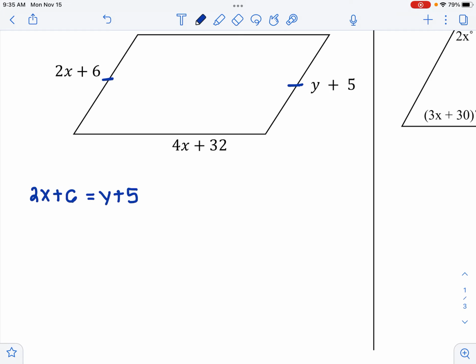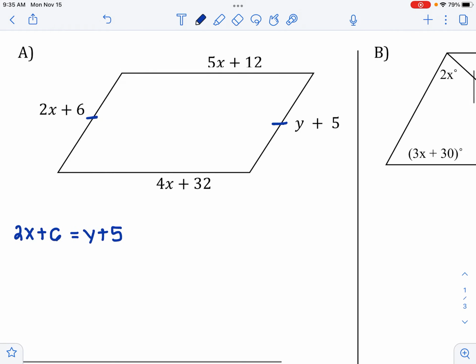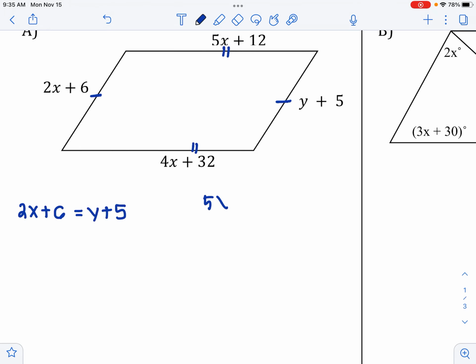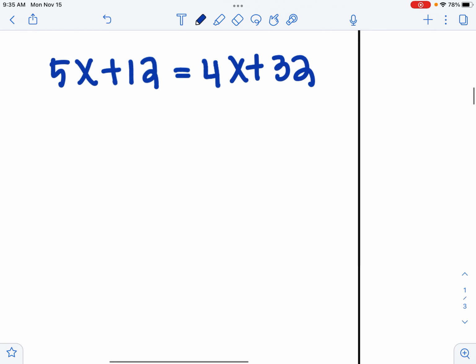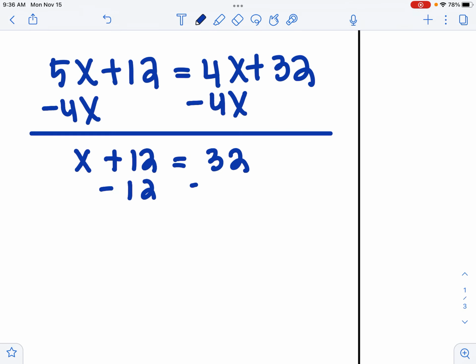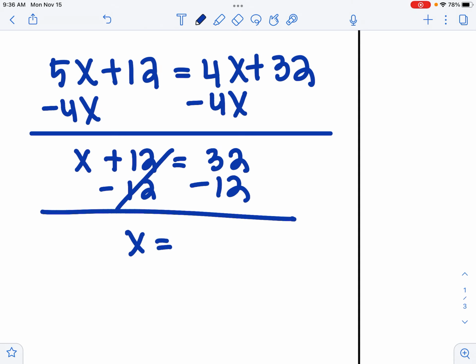If you look at that, that has an x and a y in it. I can't solve it right now, so I'm going to look at my other side, these two are congruent. Those both have x's in it, so I can solve for x using those two. So I'm going to do 5x plus 12 is equal to 4x plus 32. And I'll solve for x in this equation. Subtract 4x from both sides. That's x plus 12 is equal to 32. Subtract 12 from both sides. And I have x is equal to 20.